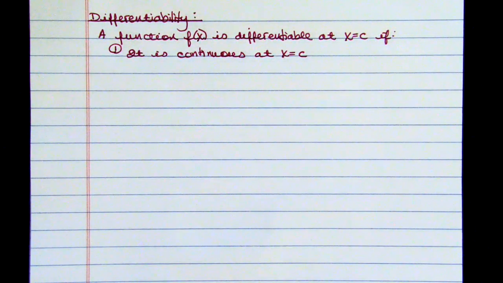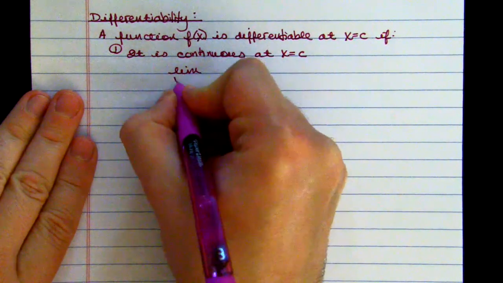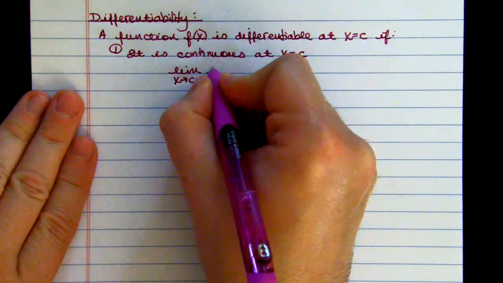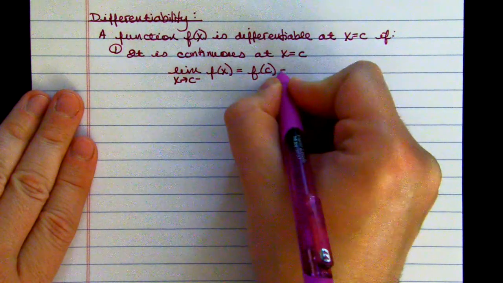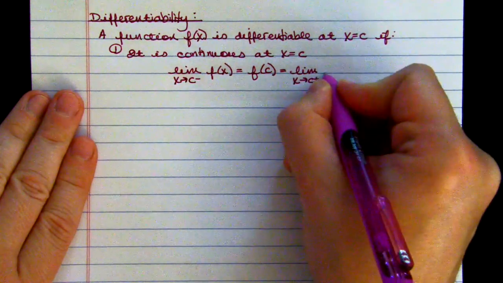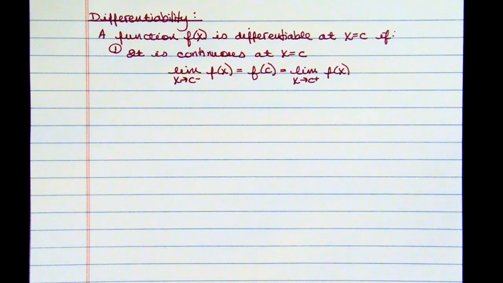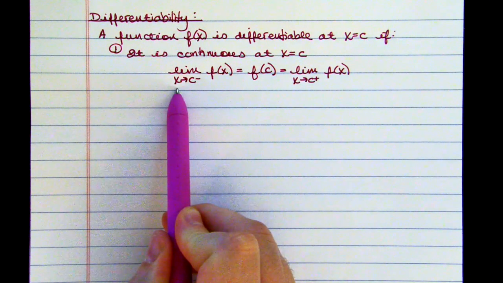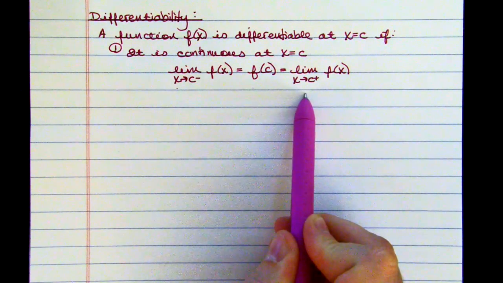And how do we know if a function is continuous? Well, we have that three-part limit definition. If the limit as x approaches c from the left of our function equals f of c equals the limit as x approaches c from the right of my function. This is nothing new. This is exactly our definition of continuous from chapter 1. A function is continuous at x equals c if the limit as x approaches c from the left of the function equals f of c equals the limit as x approaches c from the right of our function.